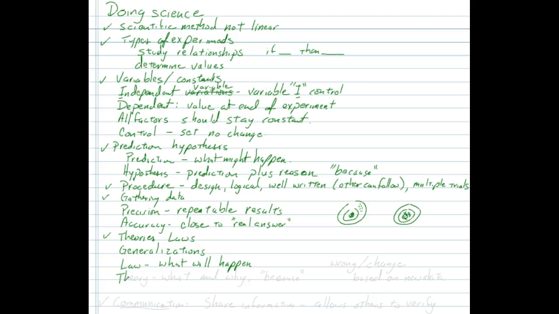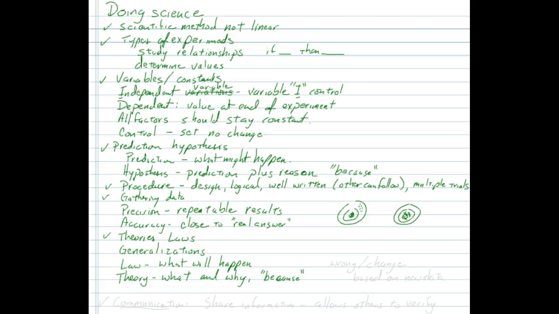A theory is like a hypothesis. A hypothesis is a one-shot deal. A theory is based on many different trials. A theory will tell you what will happen and why. The what and why. And again, it has the word because. Oftentimes you can rephrase it different ways, but that's usually what it is.